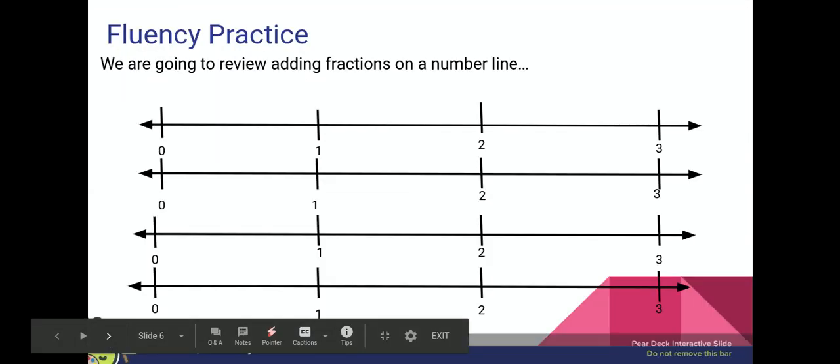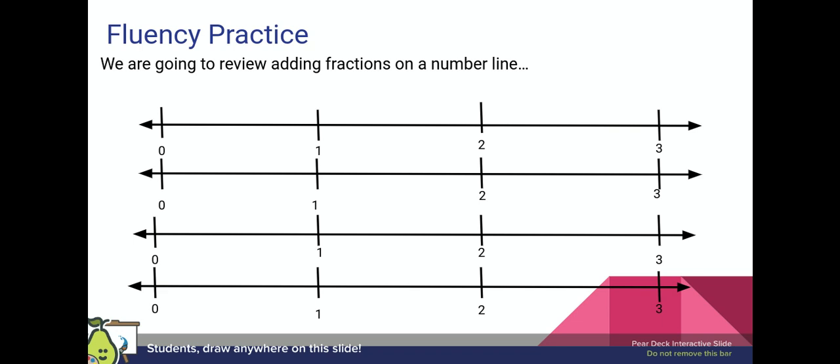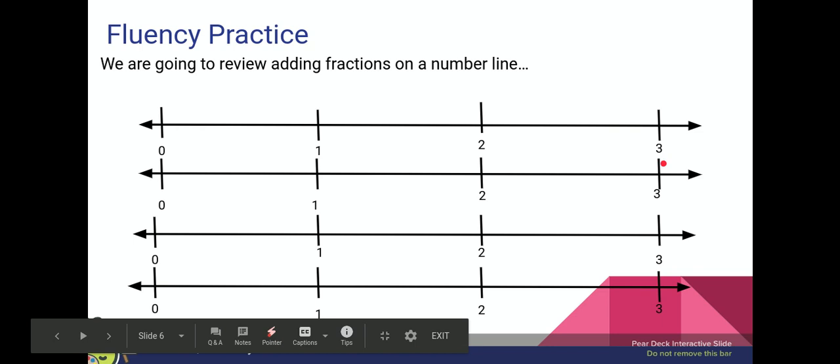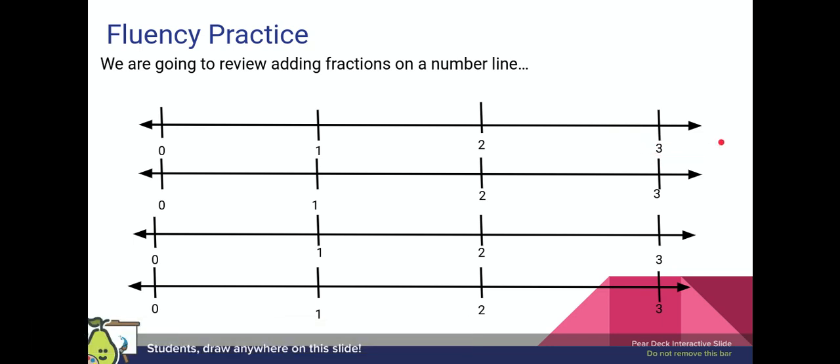Okay, we're going to look at our number lines here, and on our number lines, we are going to review adding fractions onto a number line. So we're looking at the very first number line. You can see that the very first starting point is marked 0, and the last part is marked 3. What I would like you to do is estimate, mark and label 1/2 within the interval of 0 and 1.